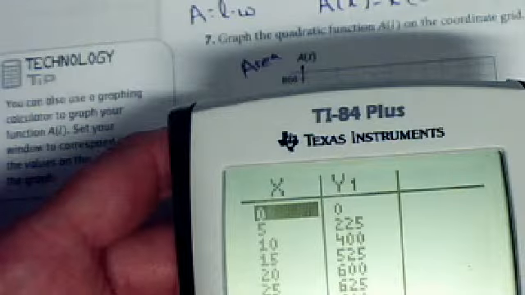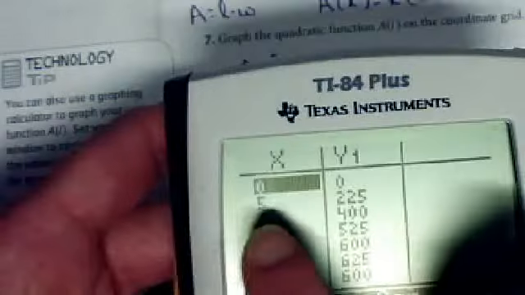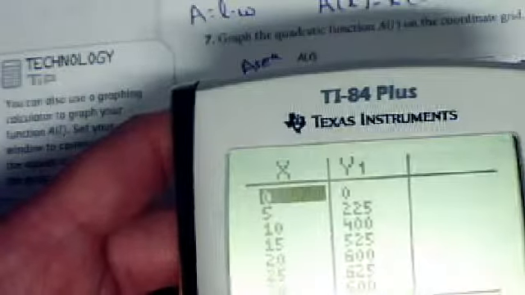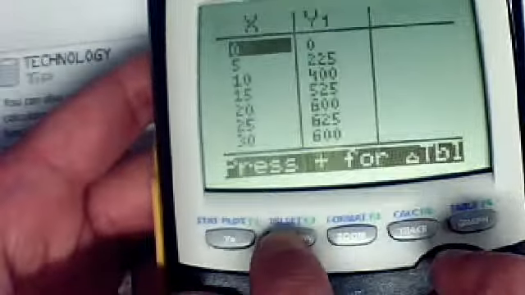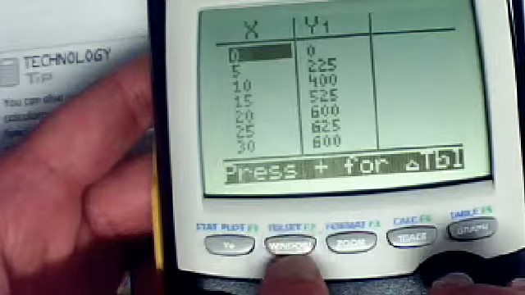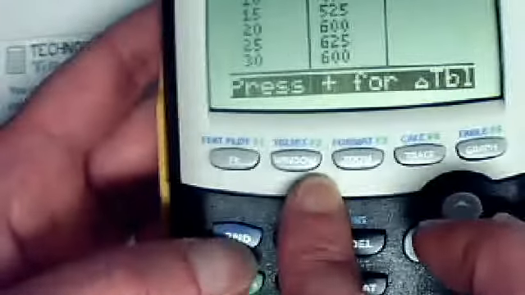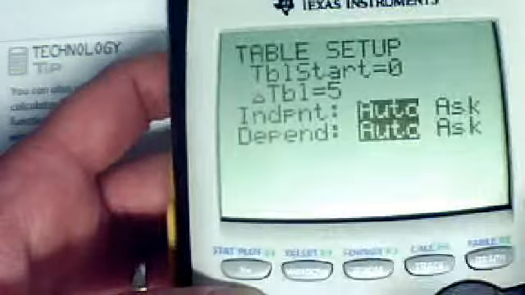Now, mine is set up a little bit different than yours may be. That's because I went in and changed the table setup to count by 5s instead of by 1s. Let me show you how easy that is to do. Table setup. It's in blue over the window, so we hit the blue button, the second, and hit window.